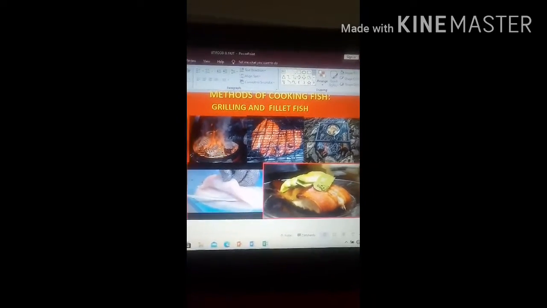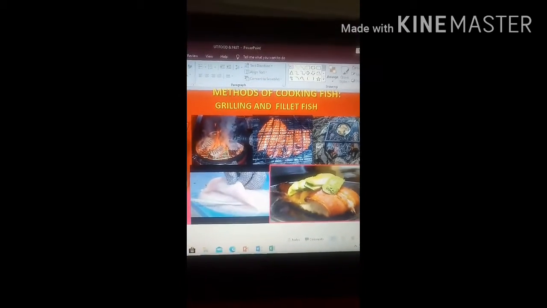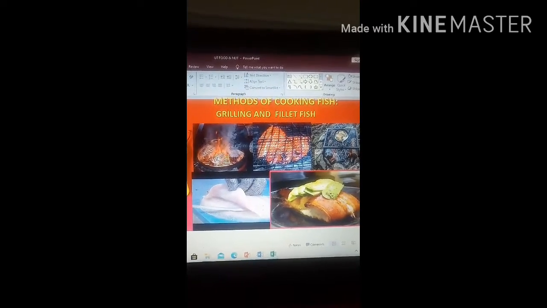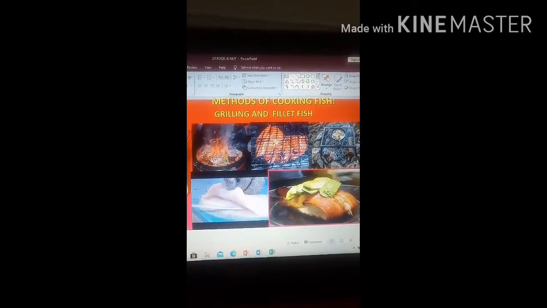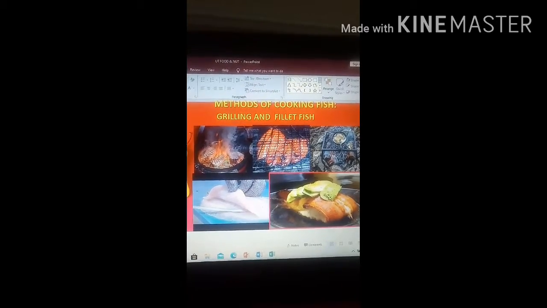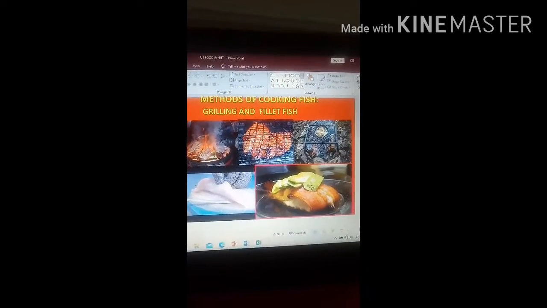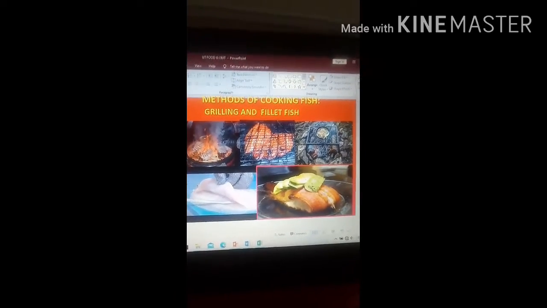So this is an image showing methods of cooking fish. Like the first image here shows grilling, probably on a commercial scale. This is another type of grilling, but the fish here is put under the grilling equipment. Then this is another method of cooking fish. The fish is put inside a pot and then put on a grilling equipment. These are local ways of grilling.